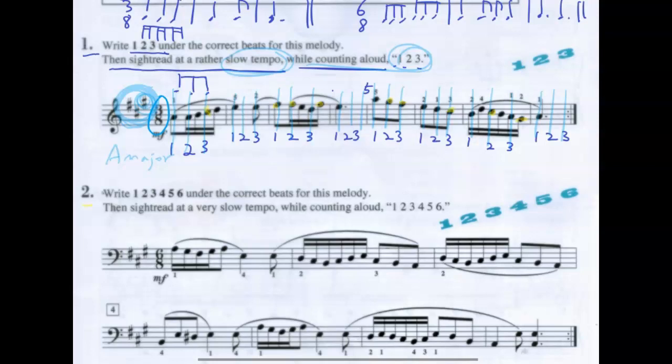Number 2, and let me read this for you. Write 1, 2, 3, 4, 5, 6, because this is 6/8 time, under the correct beats for this melody. Then sight read at a very slow tempo because it's our first time, while counting aloud 1, 2, 3, 4, 5, 6. So you kind of have to accentuate a little bit. 1, 2, 3, 4, 5, 6.